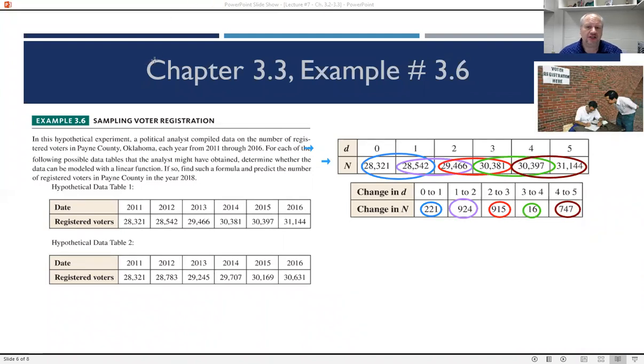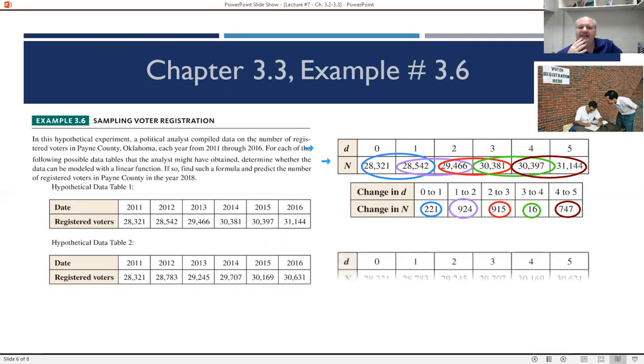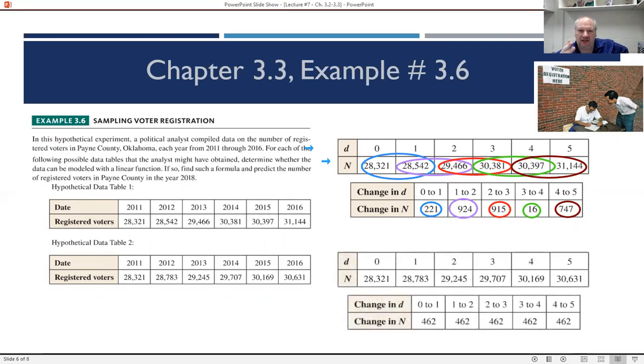And if the answer is no, then you wouldn't dare to try to model it with a linear function anyway. So the second part of it, which is, if so, predict the formula, it's not. So I guess you don't want me to do that. All right. Next, let's take a look at the second set of data. In the second set of data, again, we're going to align the data such that 2011 represents the starting point.